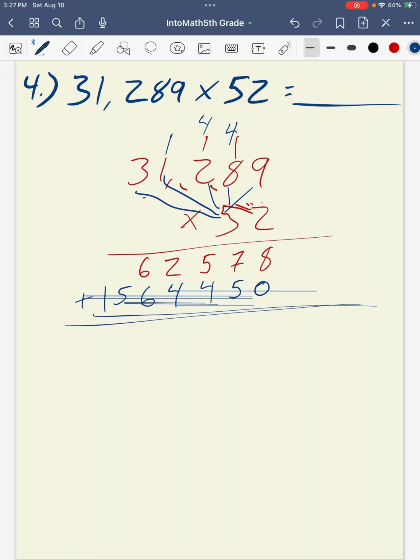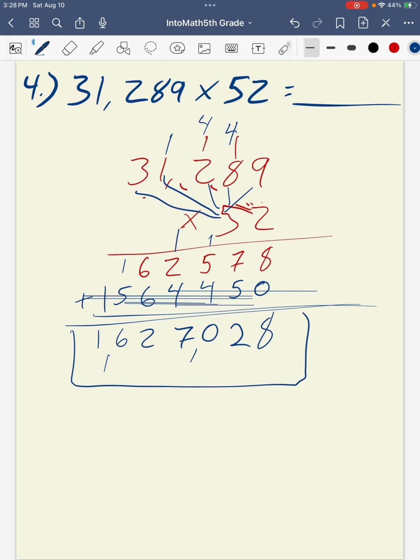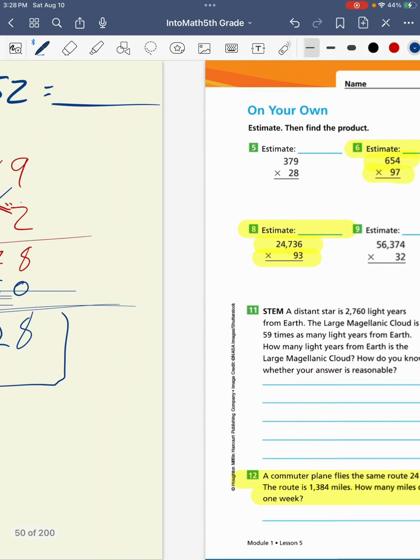I add these all up, starting with my lowest place value. 8 plus 0 is 8. 7 plus 5 is 12. Carry my 1. 5 plus 4 is 9, plus 1 is 10. Place a 0 here and carry a 1. 4 plus 2 is 6, plus 1 is 7. 6 plus 6 is 12. Carry my 1. 5 plus 1 is 6. 1. Place in my commas for a total of 1,627,028.